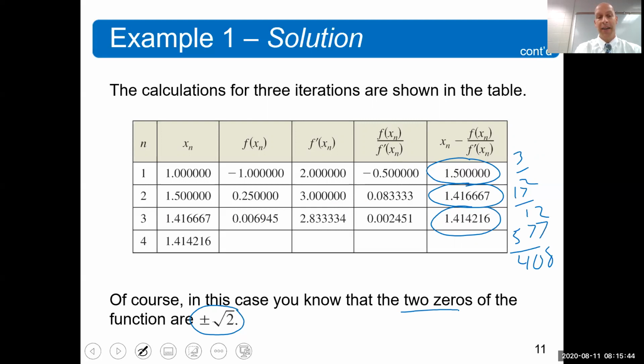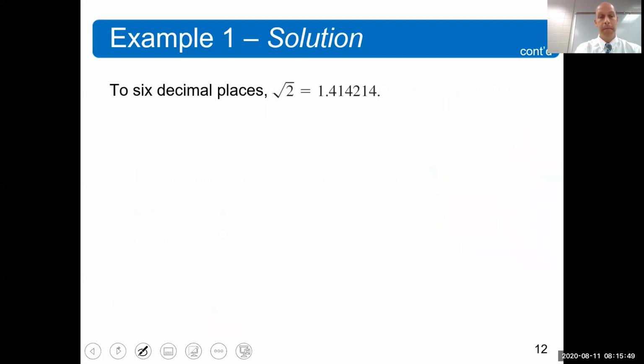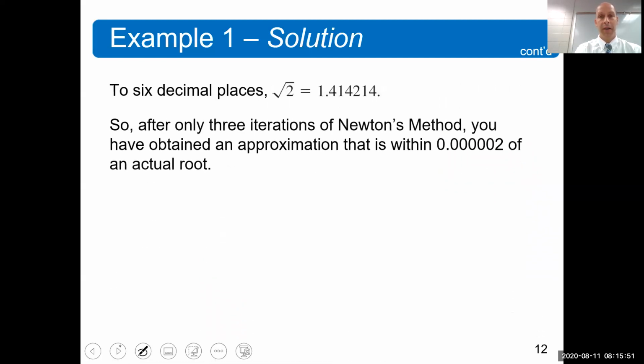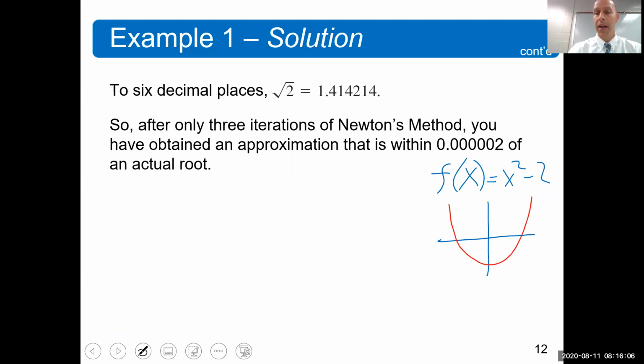Hopefully, you realize that our original function was f of x equals, I think it was x squared minus 2. Guys, that's going to be a parabola, right? That's going to be a parabola that is opening up like this, and it's going to cross the x-axis here and here, and that's going to be the square root of 2 over here, and that's going to be negative square root of 2 over there, which you already knew. You could have done that with algebra.